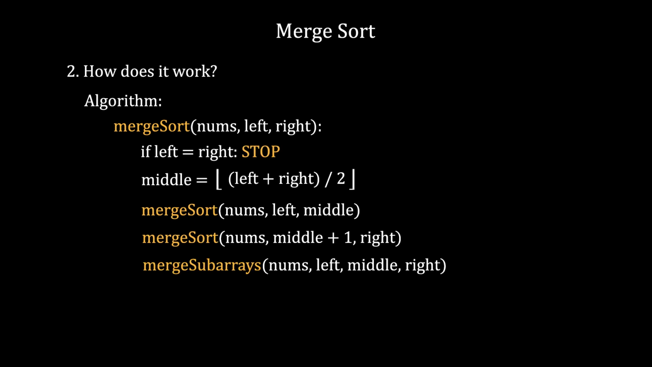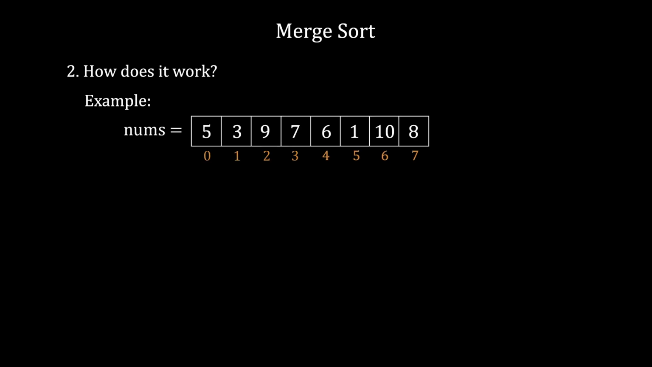So all we need to do here is, before computing the middle position, checking if left equals right. And if so, stop the function. And this is the final algorithm. Now let's take an example to understand better how it works. Let's say this is the array nums that we need to sort. We are going to call merge sort of nums and 0 and 7. So the left pointer equals 0 and the right pointer equals 7.